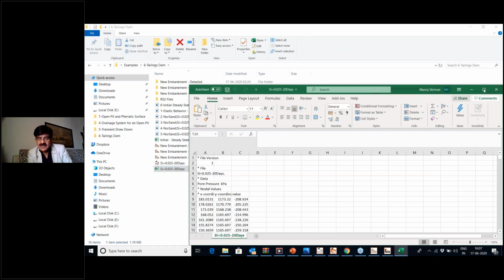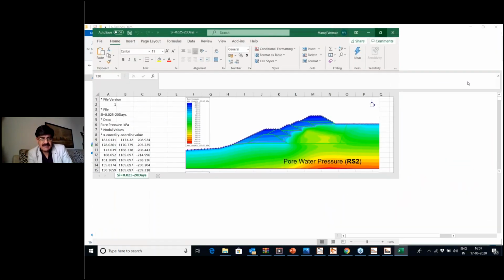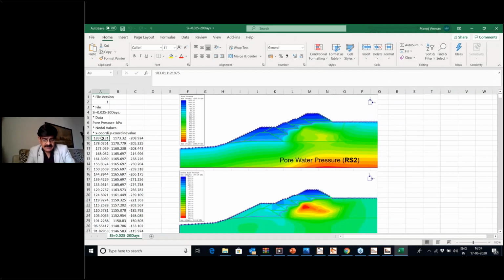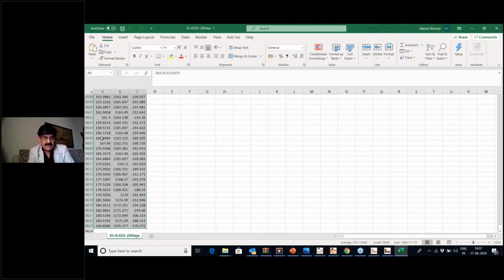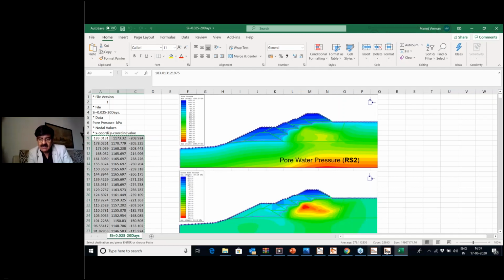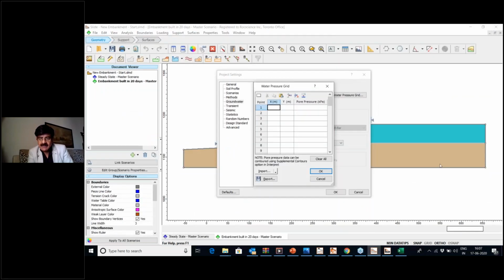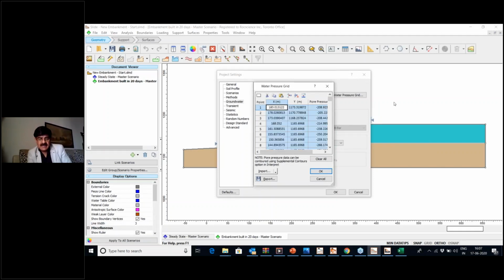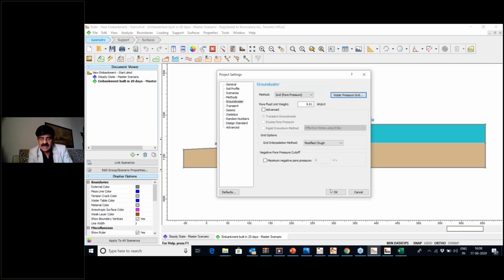And that's what it is. So we'll copy this data and copy this and take it to the slide model here and paste. So that data is now here. XY coordinates and the pore pressure, which were generated through consolidation analysis in RS2. So OK and OK.